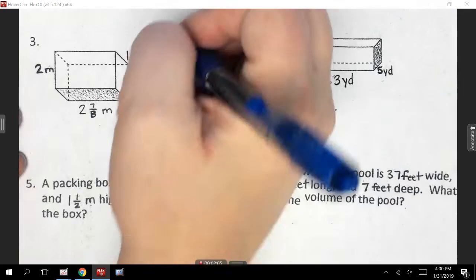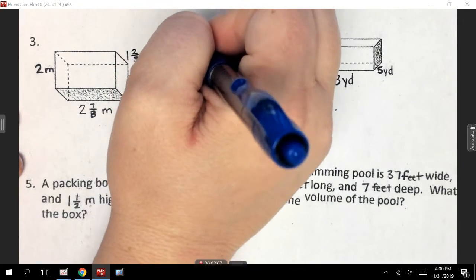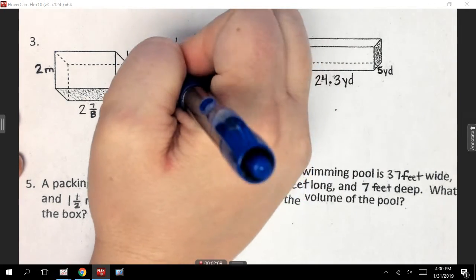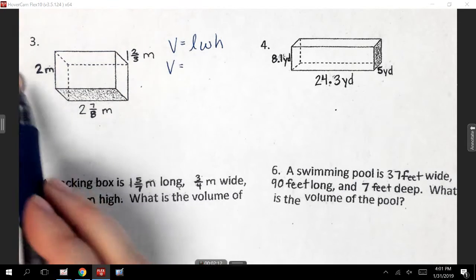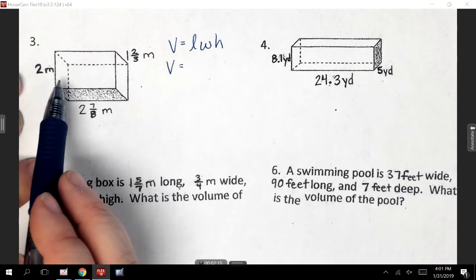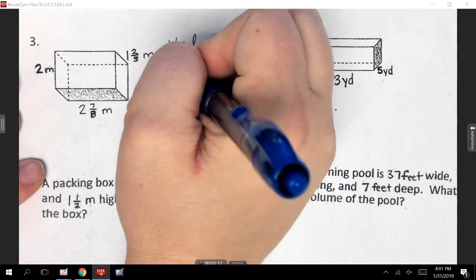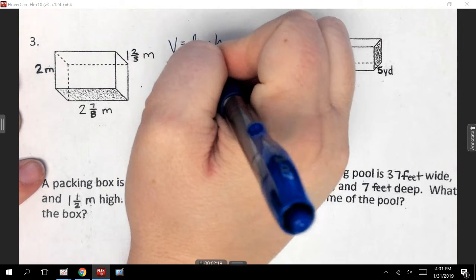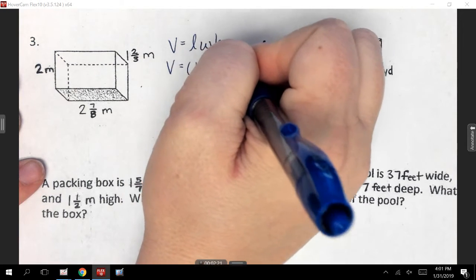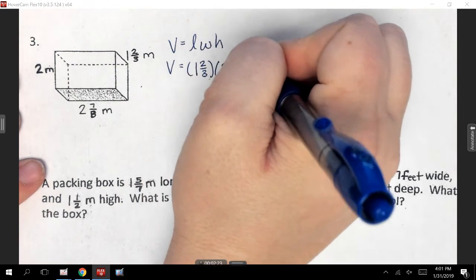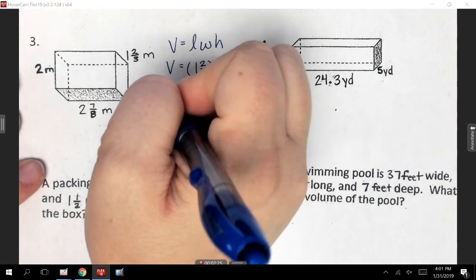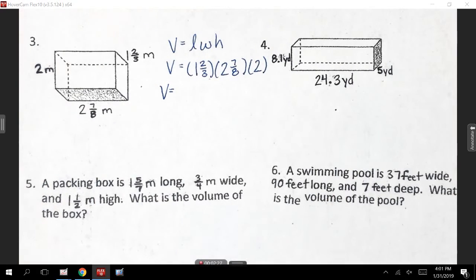All right, so now for number 3, I have volume equals length times width times height. So I have V equals. Again, if I want to use that 2 as the height since it's going up and down, that would be a good idea. So I'm going to do my length. I'm going to let that be 1 2/3. My width, I'm going to do 2 7/8. And then for my height, I'm going to let it be the 2 that's going up and down. So V equals. Make sure when we're typing into the calculator, we're very careful.